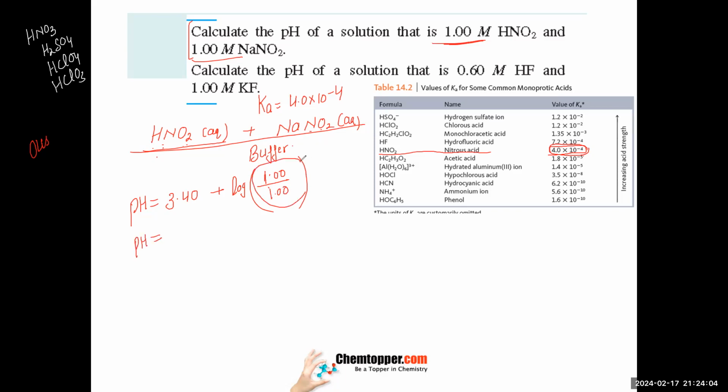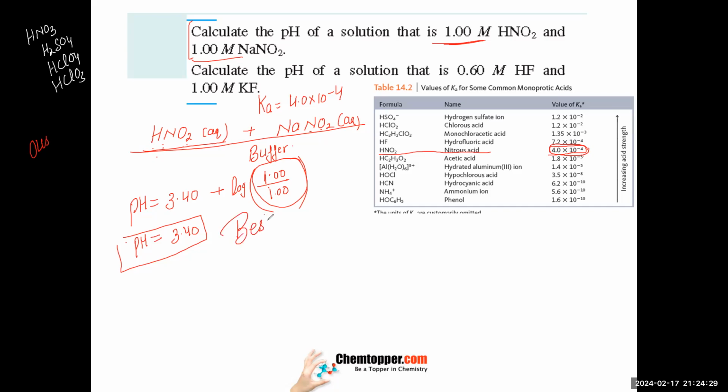Log 1 is always 0. pH equals pKa. Very good. And if pH equals pKa, then what kind of buffer is this? When pH equals pKa, it is the best buffer.